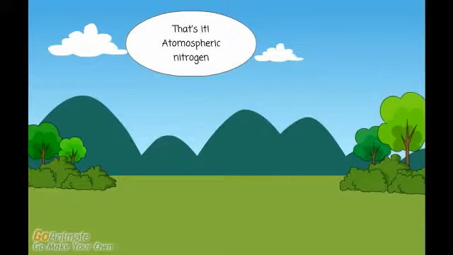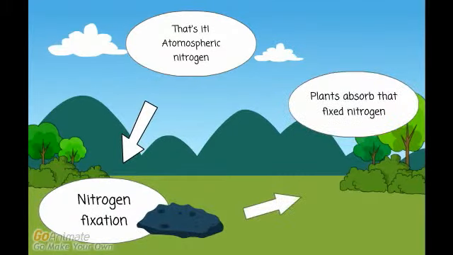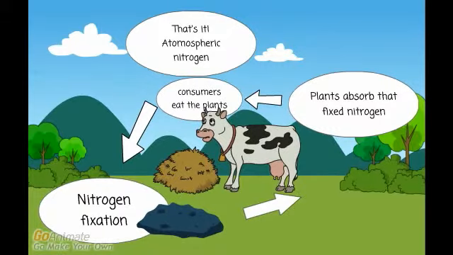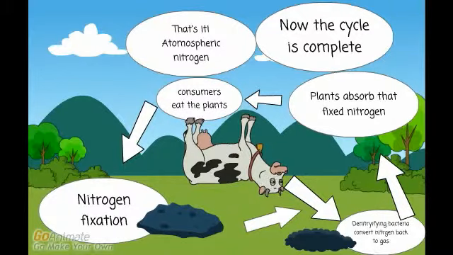So that's the cycle. Atmospheric nitrogen can enter the soil when lightning strikes, or nitrogen-fixing bacteria convert atmospheric nitrogen. Plants absorb the fixed nitrogen. Consumers eat the plants containing the nitrogen. When consumers die, decomposers break down the tissues from the animal. And finally, denitrifiers convert the nitrogen back into an atmospheric gas. That's the whole cycle.